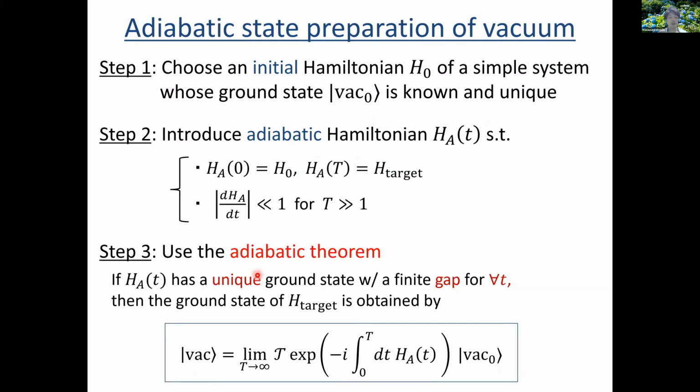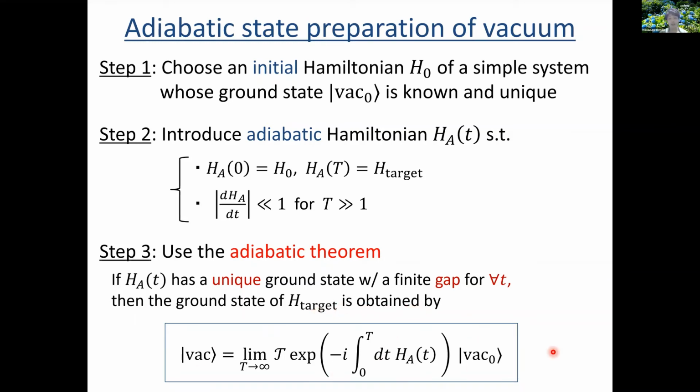Finally, we use the so-called adiabatic theorem. The adiabatic theorem claims that if HAT has a unique ground state with a finite gap for any T, then it is known that the ground state of the target Hamiltonian is obtained by this time evolution.